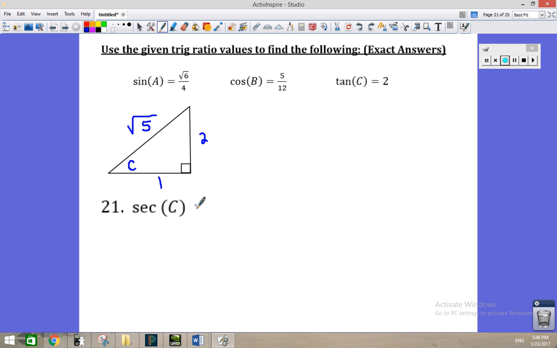For the secant, that's a reciprocal of cosine, and cosine is 1 over radical 5, so the secant is radical 5 over 1. And if we rationalize that, we get radical 5 over 5.